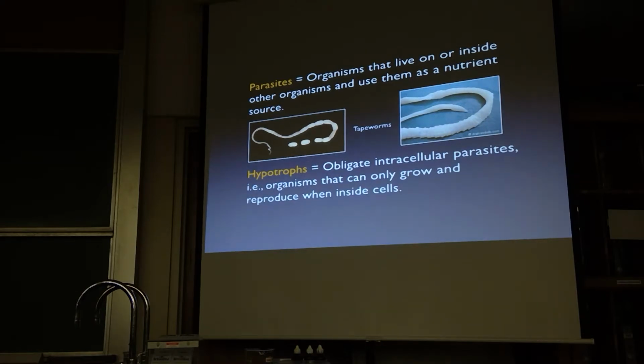Another term that's a subcategory of parasite is hypotroph. A hypotroph is an obligate intracellular parasite. That means something that can only grow and reproduce inside a host cell. A tapeworm is not a hypotroph, they're too big. So hypotrophs typically are single-celled organisms. As soon as I say that, I think, yeah, but if we wanted to categorize viruses, that's where they would go. Viruses are hypotrophs. They can only reproduce inside of a cell. So all hypotrophs are parasites, but not all parasites are hypotrophs. You're going to see this kind of logic several times.